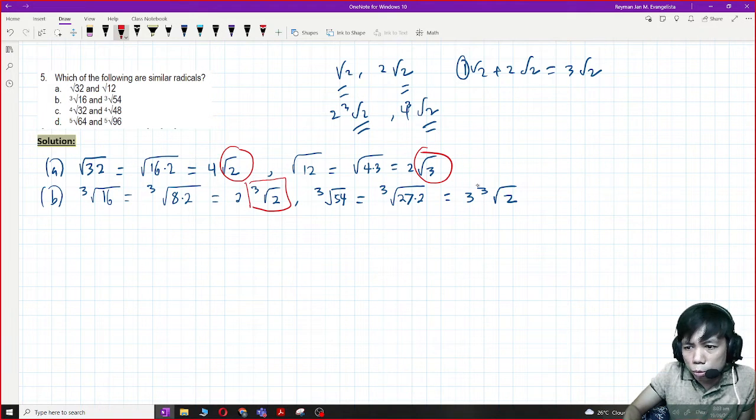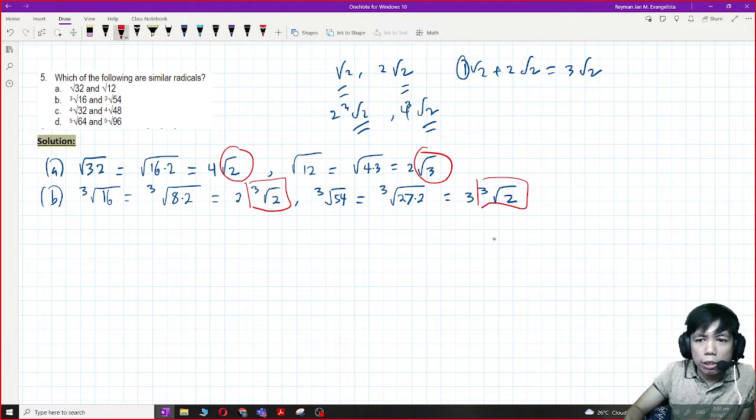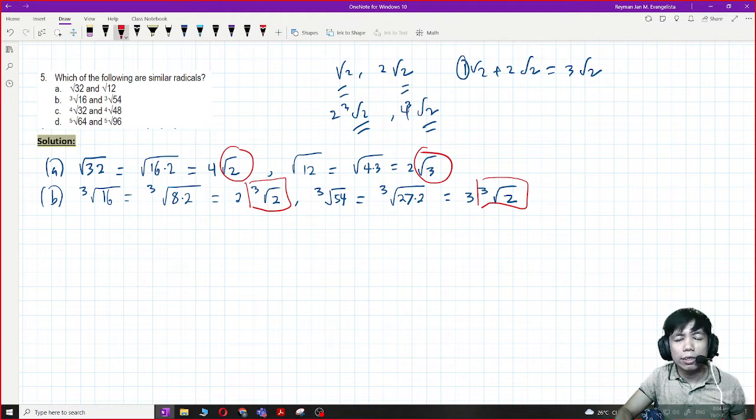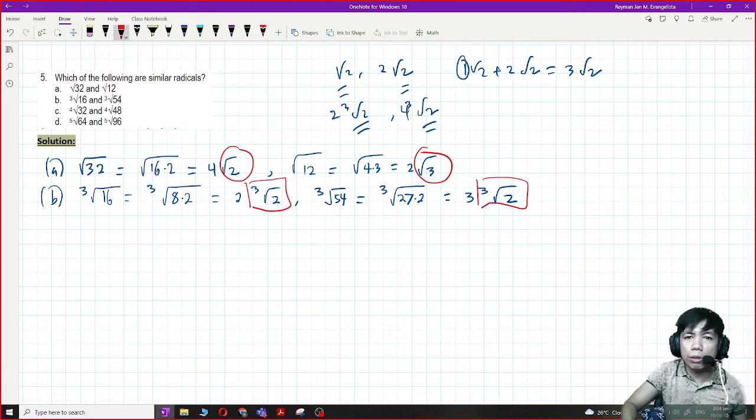And then cube root of 2. So, obviously guys na similar na ito sa option B. Okay? Kaya di mo na guys siguro i-check yung C tsaka D na. Okay? So, the answer here is letter B. Pero, para malaman nyo na hindi similar yung C and D.